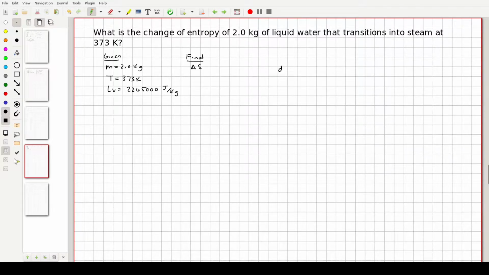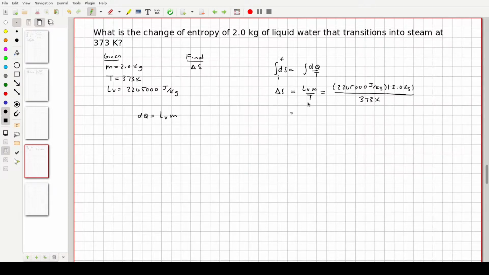I'm going to use this equation right here to do it. I'm going to integrate both sides. When you integrate the left side from whatever your initial state is to whatever your final state is, you get your change in entropy, this is your delta S. On the right-hand side, dq is literally just L sub v times m. So this really ends up being L sub v m over T. So here, 2,265,000 joules per kilogram with 2 kilograms divided by 373 Kelvin.